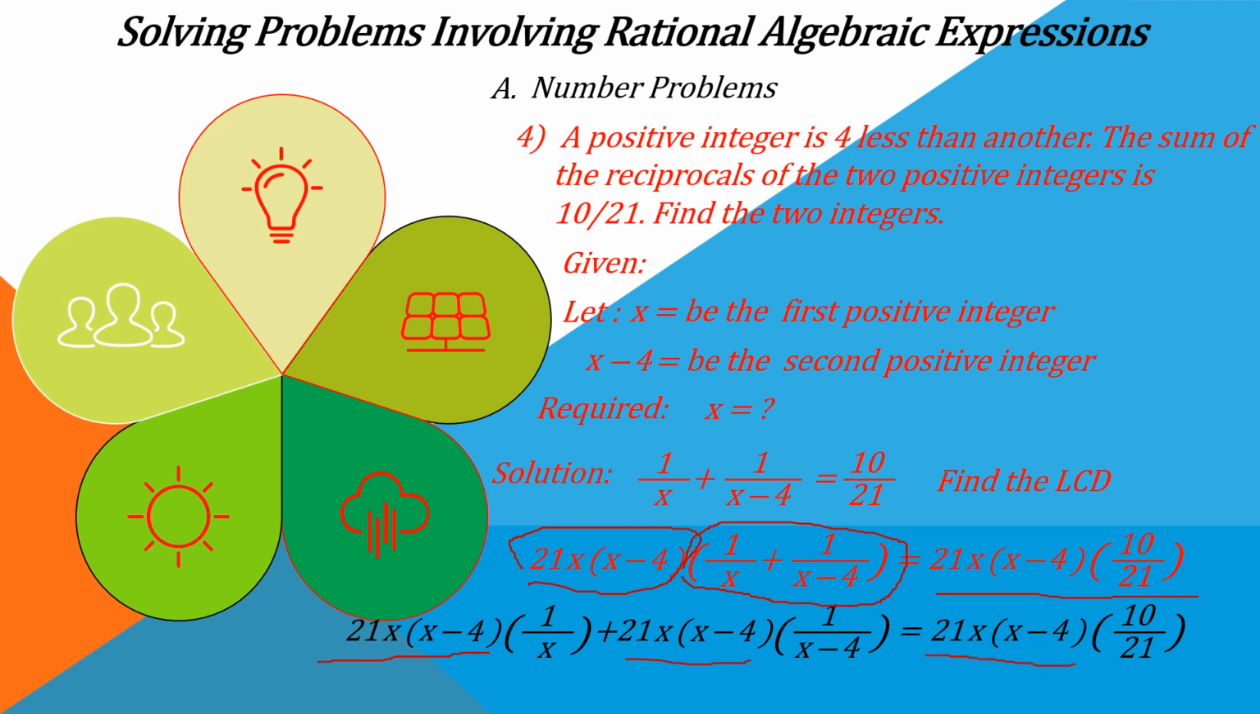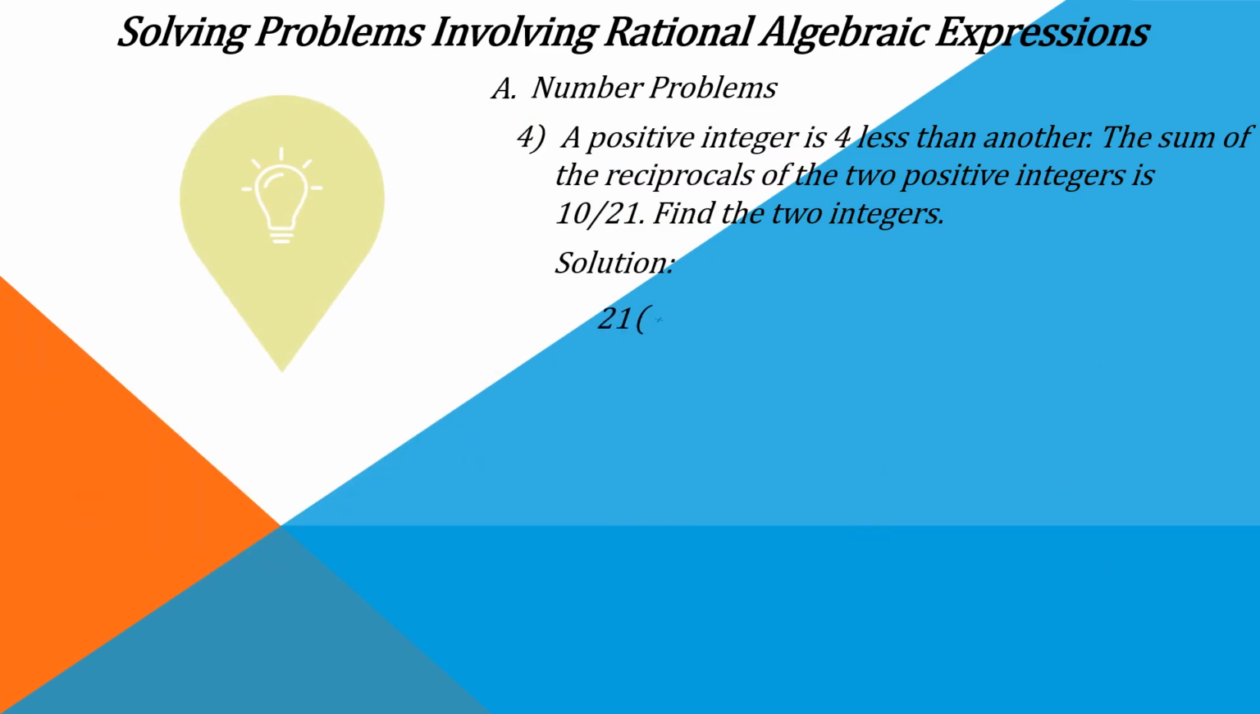Now, if you will notice, this is 21, this is 21, x minus 4, x minus 4, and x, so we can cancel them out. Cancel x, cancel x minus 4, and 21 and 21. Now, simplifying further our equation, we have 21 multiplied by x minus 4 multiplied by 1 plus 21x multiplied by 1 is equal to x multiplied by x minus 4 multiplied by 10.